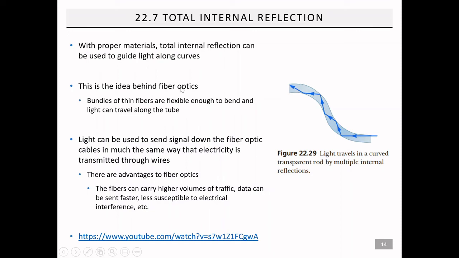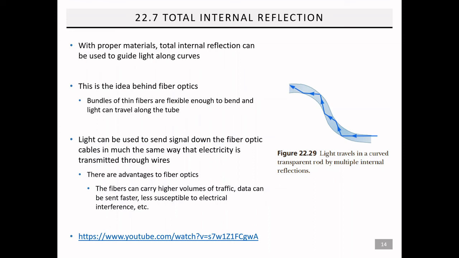This is the idea behind fiber optics, which you might have heard of. You bundle together a bunch of thin tubes. The tubes are flexible, so you can bend them, and light travels along the tube, so you can bend the path that light is traveling. Then you can bundle these fibers together into long cables, and you can send light signals down these cables, and the effect will be very similar to what happens when we send electricity through wires.